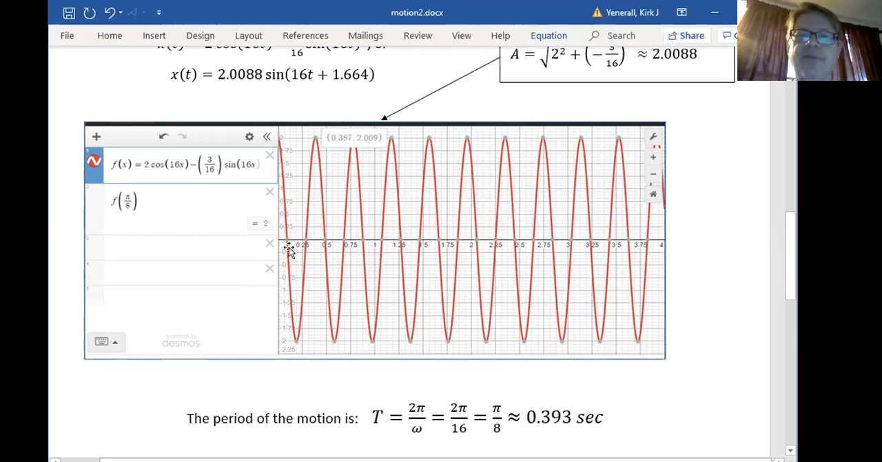So the amount of time, for example, that it takes to go from this high point above equilibrium through its low point and then back to the high point again, that's going to be a total of, excuse me, not 3.393, 0.393 seconds to go through one full cycle of motion from one position back around to itself again. Okay, so that's a review.